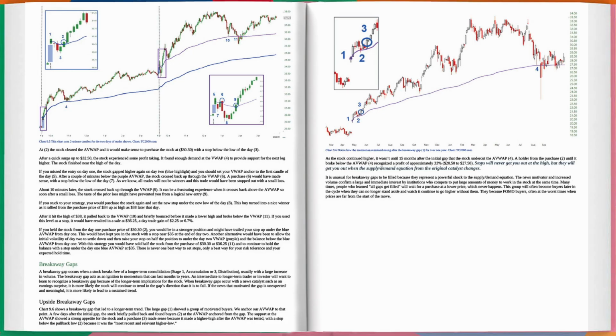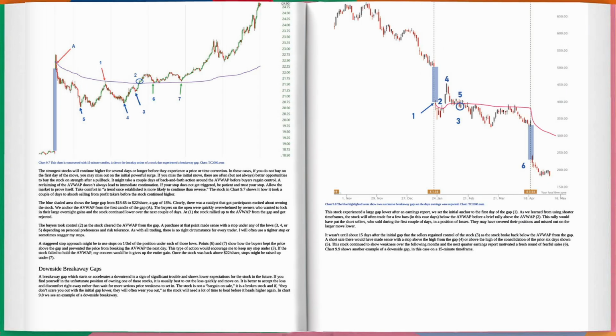They become FOMO buyers, often at the worst times, when prices are far from the start of the move. The strongest stocks will continue higher for several days or longer before they experience a price or time correction. In these cases, if you do not buy on the first day of the move, you may miss out on the initial powerful surge. If you miss the initial move, there are often, but not always, better opportunities to buy the stock on strength after a pullback.